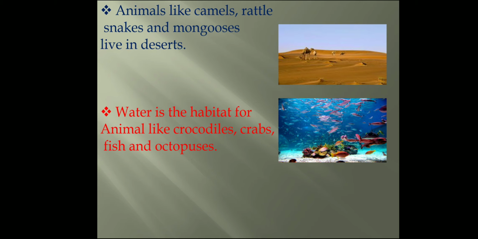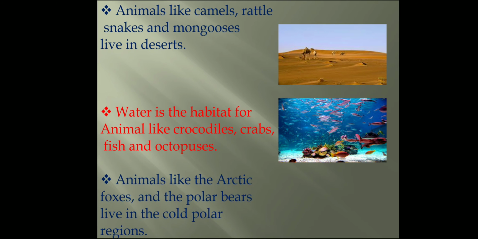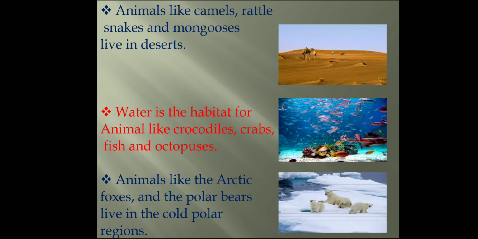A wild animal lives in the jungle. Camels, rattlesnakes, and mongooses live in the desert, and water animals like a crocodile, crabs, fish, and octopus all live in water. Animals like the Arctic fox and polar bear live in cold polar regions, where snow falls.